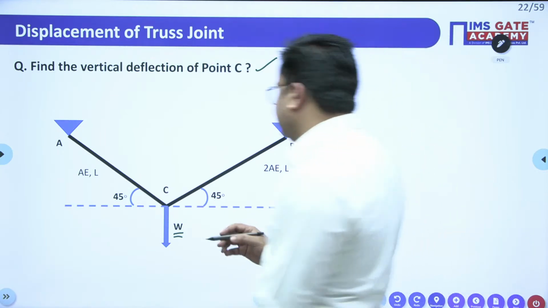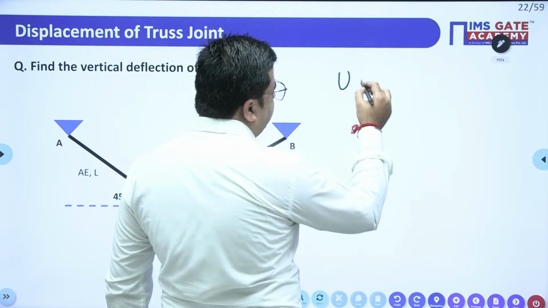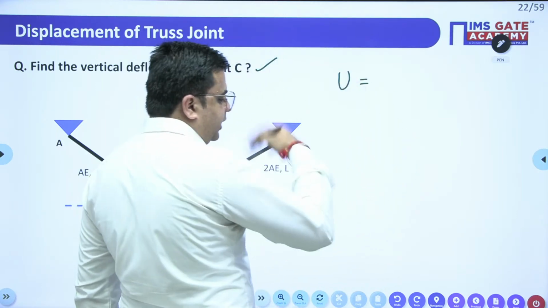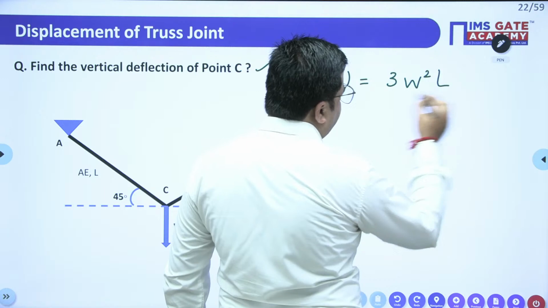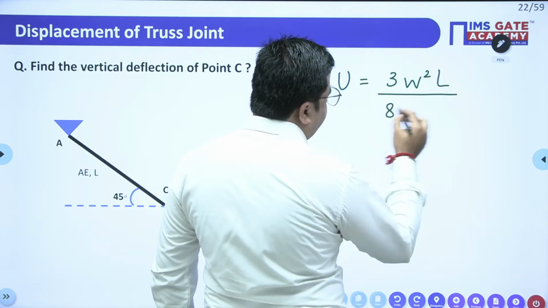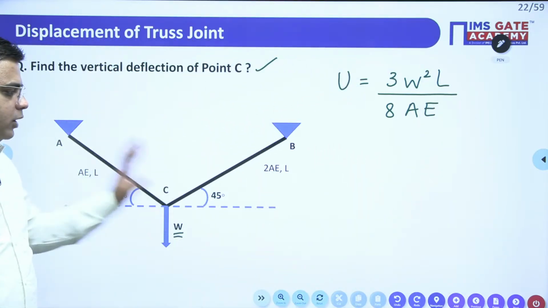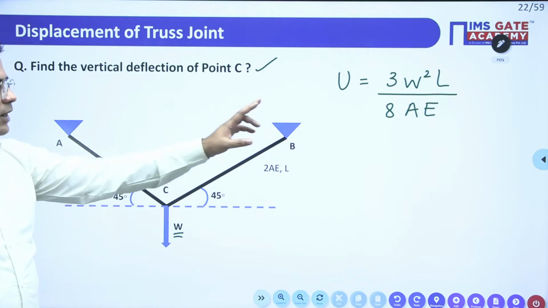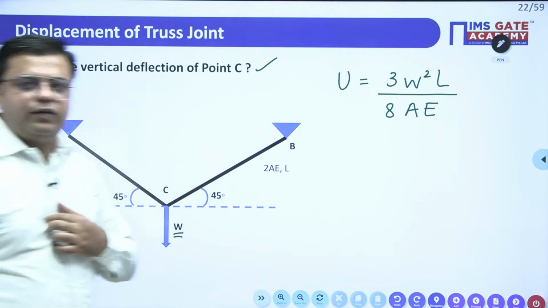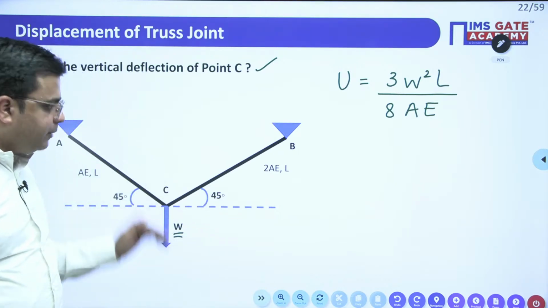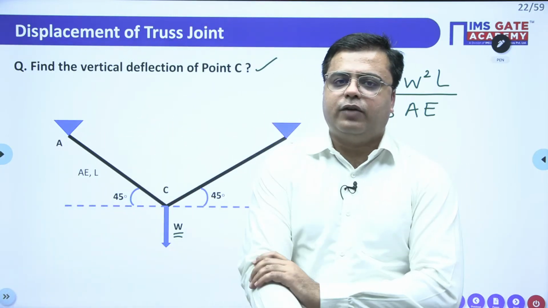For applying Castigliano's theorem, we will write the total strain energy that we have just calculated. In the previous question, the total strain energy of this member was calculated as 3 W square L divided by 8 AE. This is the total strain energy that we have calculated for this structure. Just quickly partially differentiate this U with respect to this load W and get me the value of vertical deflection at point C.